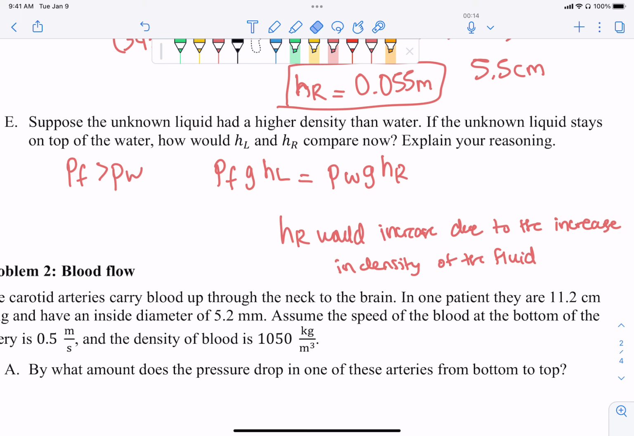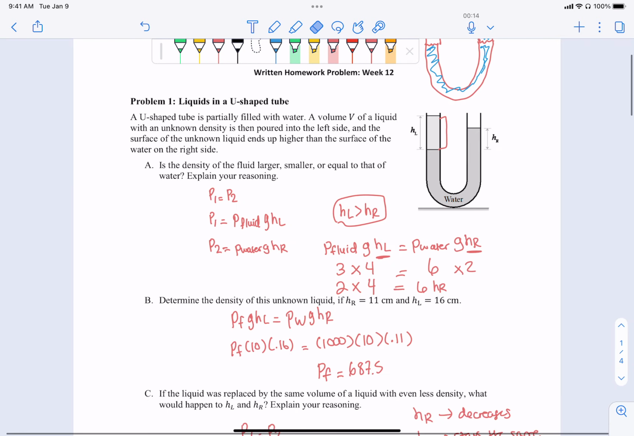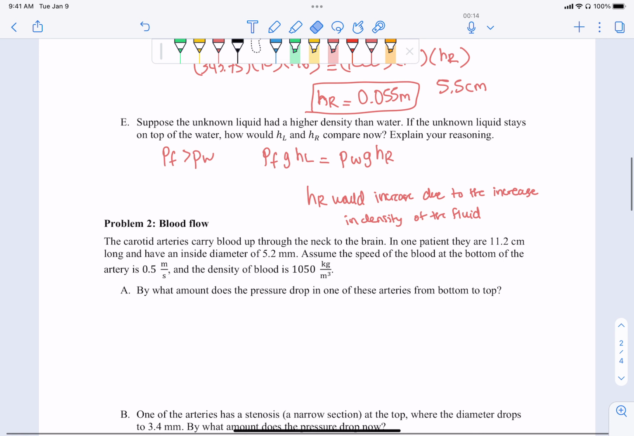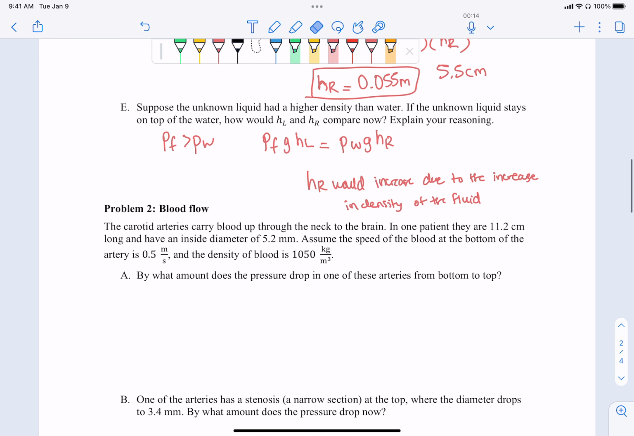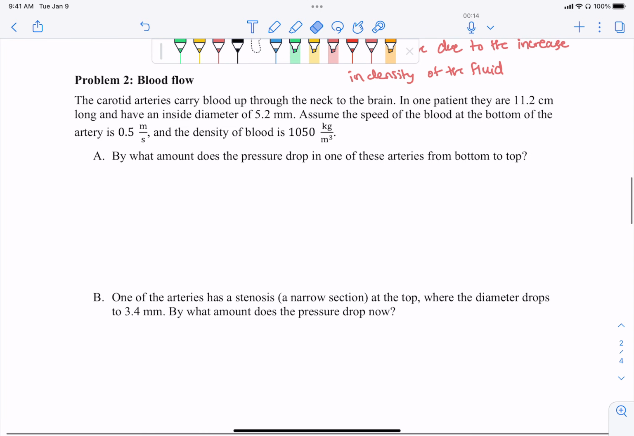But yeah. Does that make sense to everyone? Any questions about anything in problem 1? All good. Okay. All right. We can probably move on to problem 2.